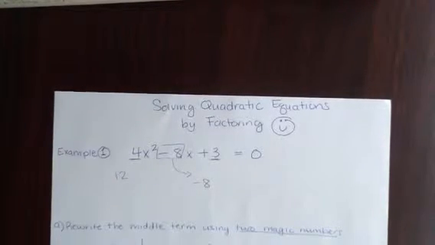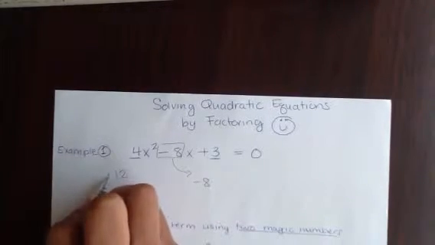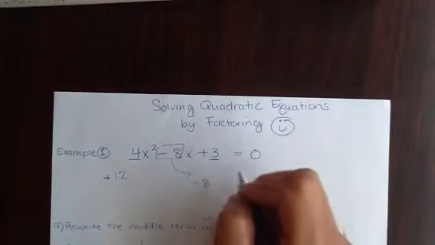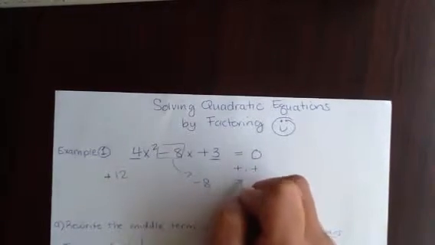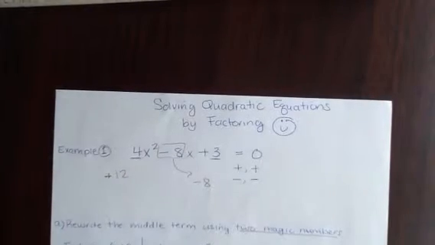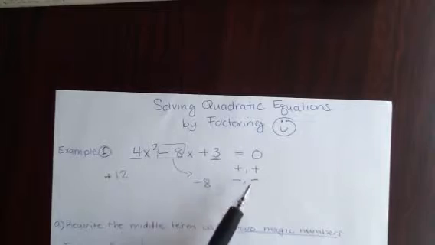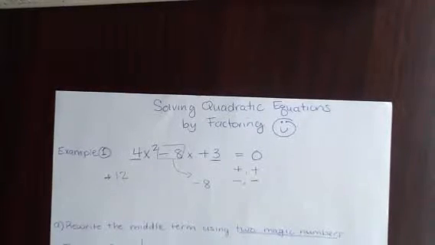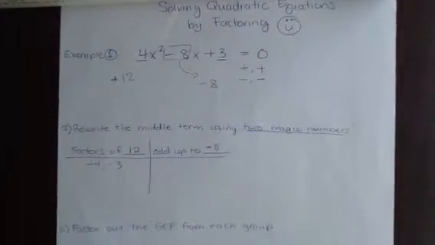Now, since we need factors of 12, which is positive, we know that both of our numbers are either going to be positive or they're going to be negative. Since they have to add up to a negative number, we know they're both going to be negative. So when we're looking at our options, we're only going to be looking at negative numbers. So let's start testing some out.